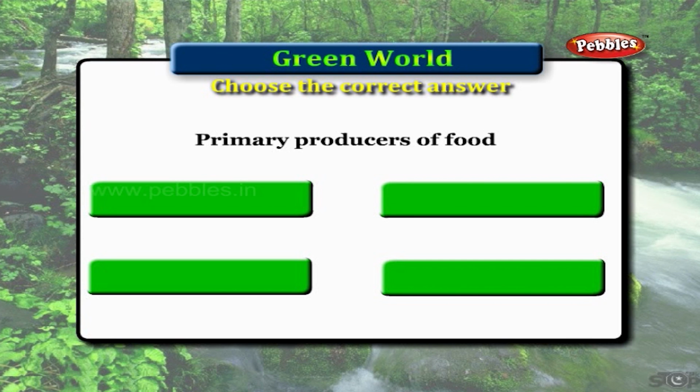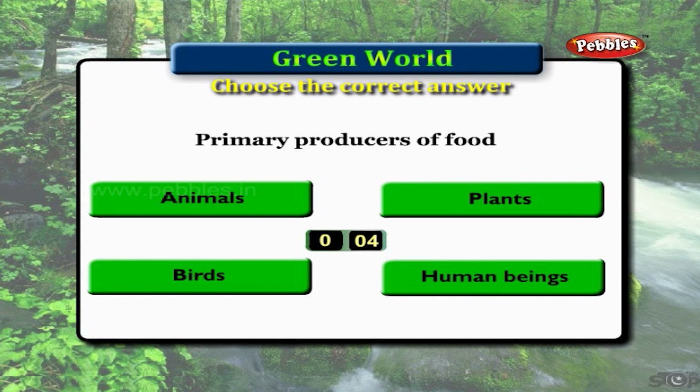Primary producers of food. Options: animals, plants, birds, human beings. The right answer is plants.